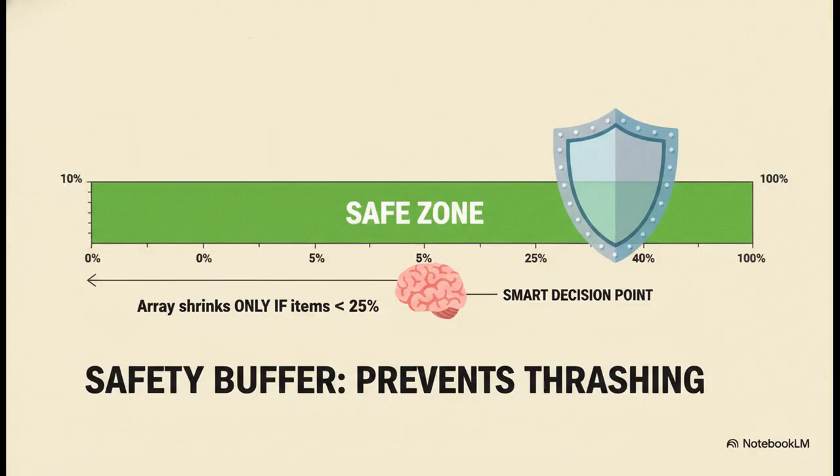And this brings us to the final beautiful piece of the puzzle. The solution is so simple. Don't shrink the array when it gets half full. Instead, you wait until it's only 1/4 full. That's it. That tiny change creates a crucial safety buffer. It guarantees that after any big resize, you have to do a whole bunch of cheap operations before you trigger another expensive one. And just like that, thrashing is gone.